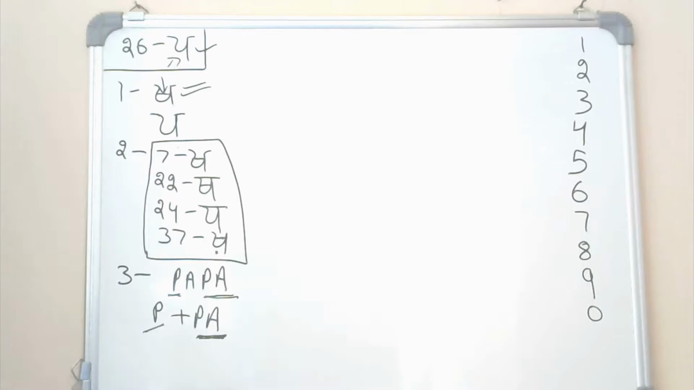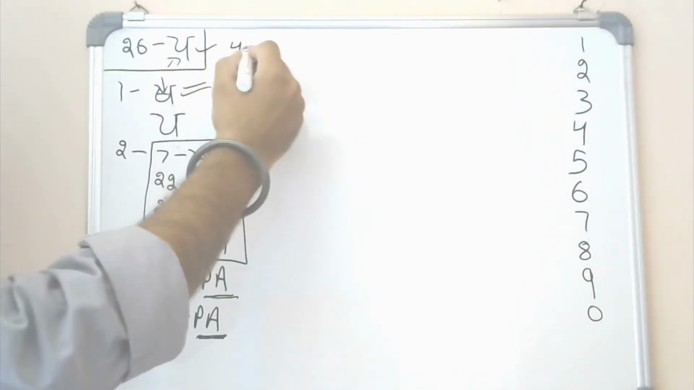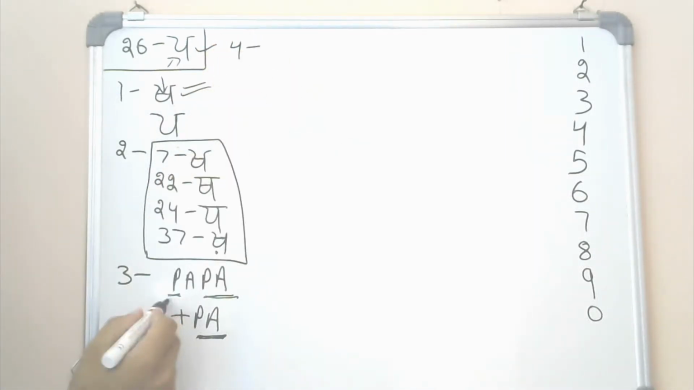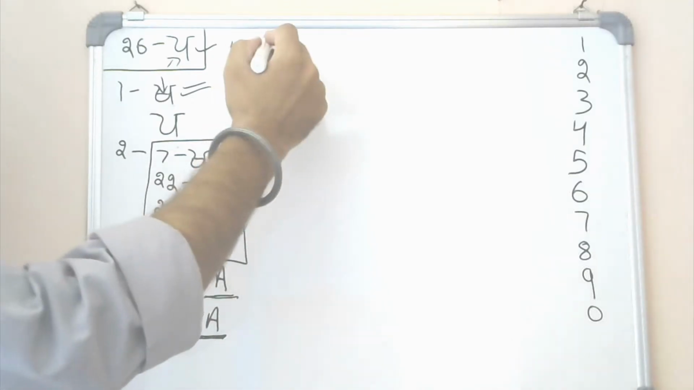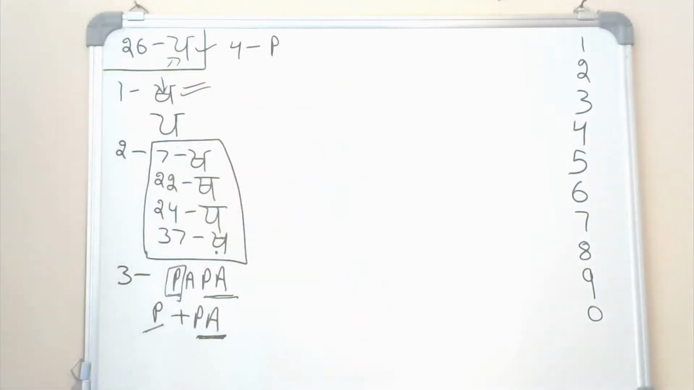The fourth step is sound of the letter. The sound of the letter will be P, like we have here. In Papa, we have P sound here. So it will be P. Simple. If no symbol is attached, the sound will be P.